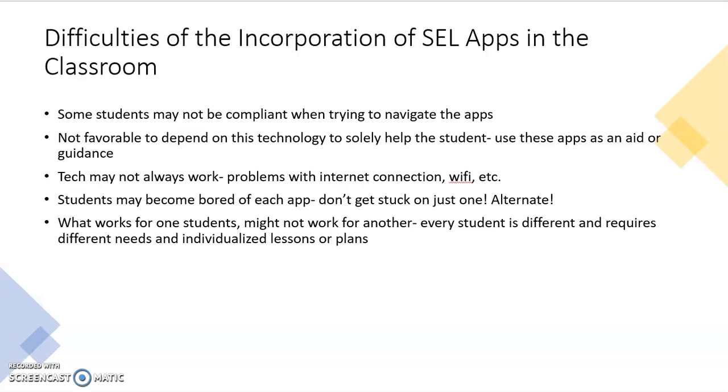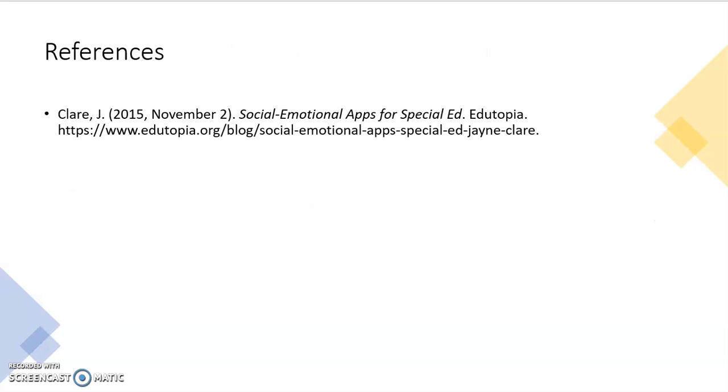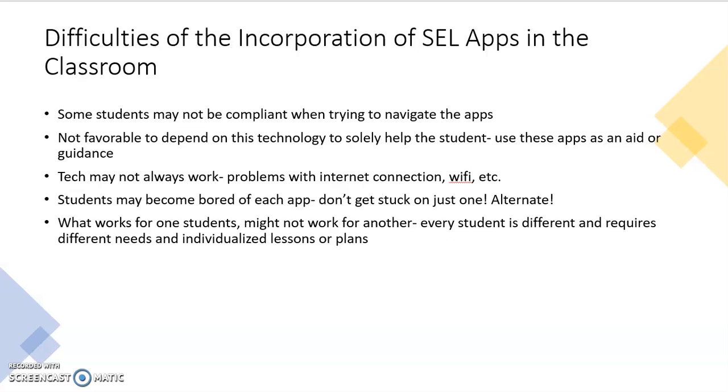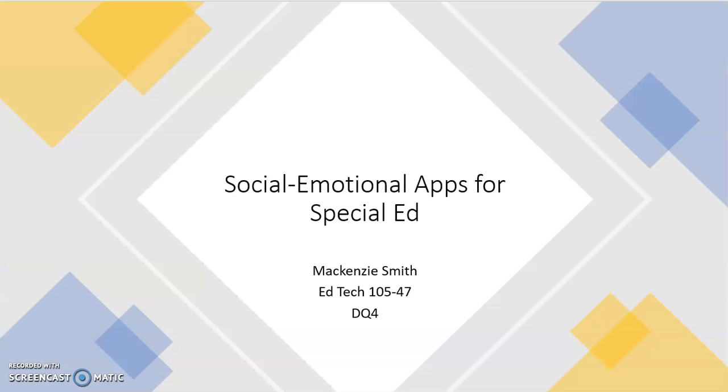And basing it off of technology may not always work. Problems with the internet connection, Wi-Fi, etc. could happen too, so that might impede on using these apps. And what works for one student may not work for another student, so every student is different, and it's always important to note that every student requires different needs and different individualized plans and lessons for them, so each app may work for a different student. And I think that's it. Yep. So those were the benefits of social emotional apps for special education students.